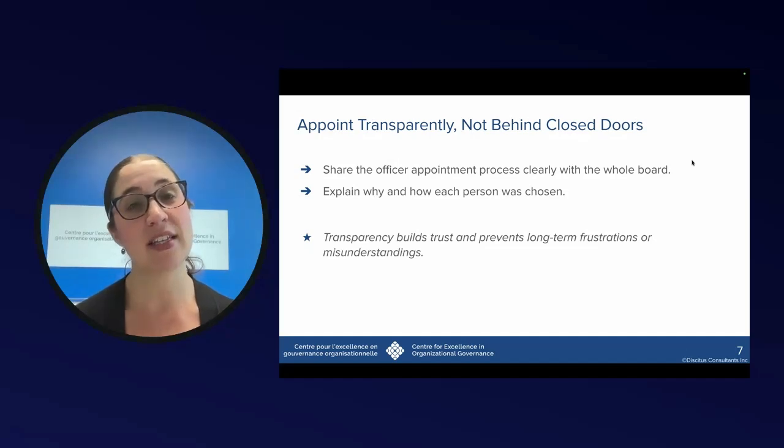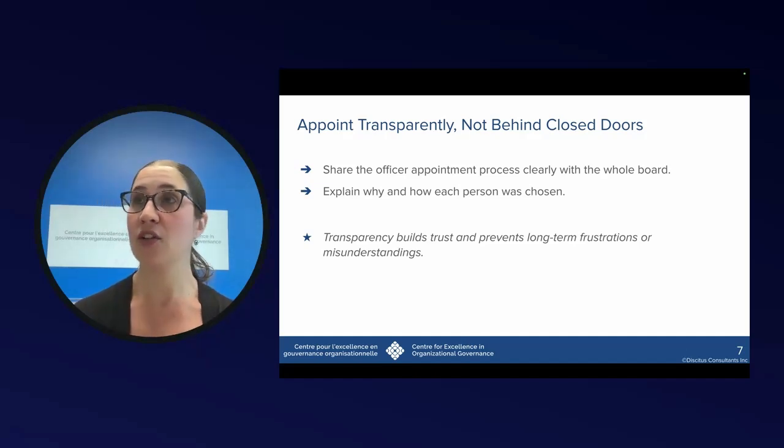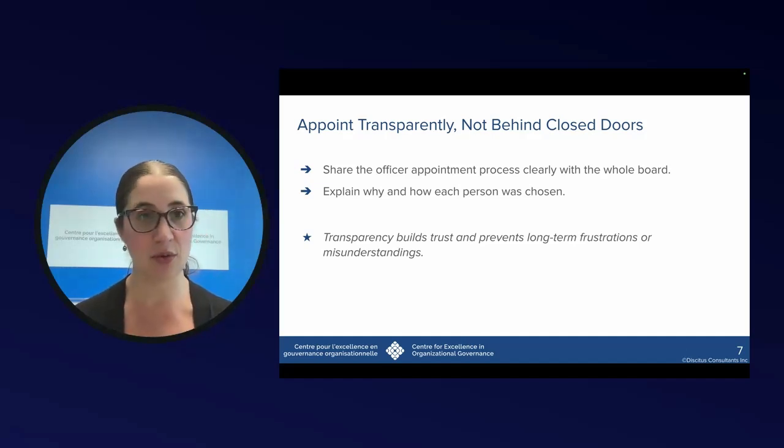And last but not least, appoint transparently as opposed to behind closed doors. Share the officer appointment process clearly with the whole board. Documenting them in your governance policies and procedures is always a good way to go.